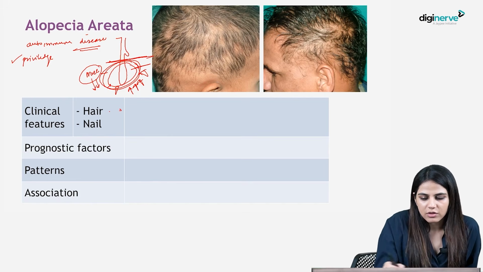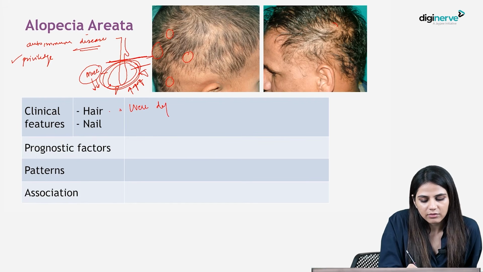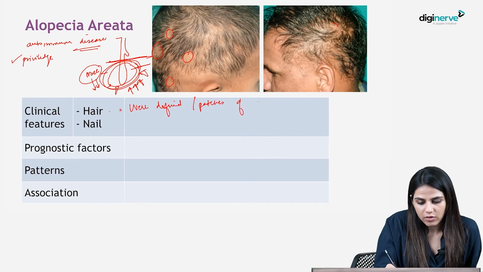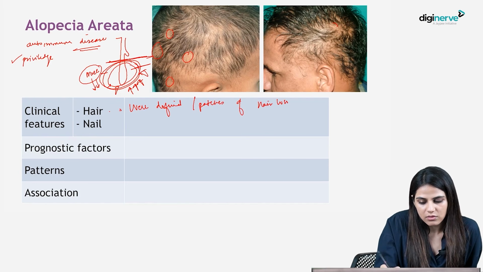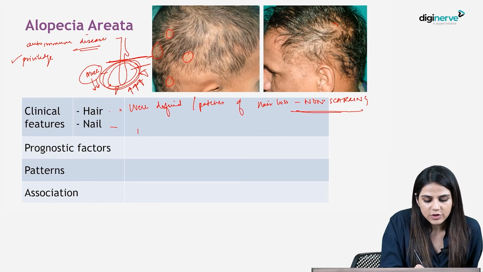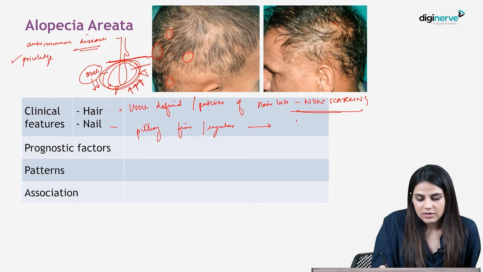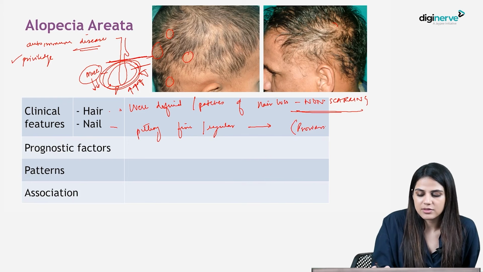So the clinical feature will be, as we can see here, well-defined patches of hair loss, non-scarring type. Nails will show pitting, which will be fine and regular. In psoriasis, which we will study, the pitting is coarse and irregular.